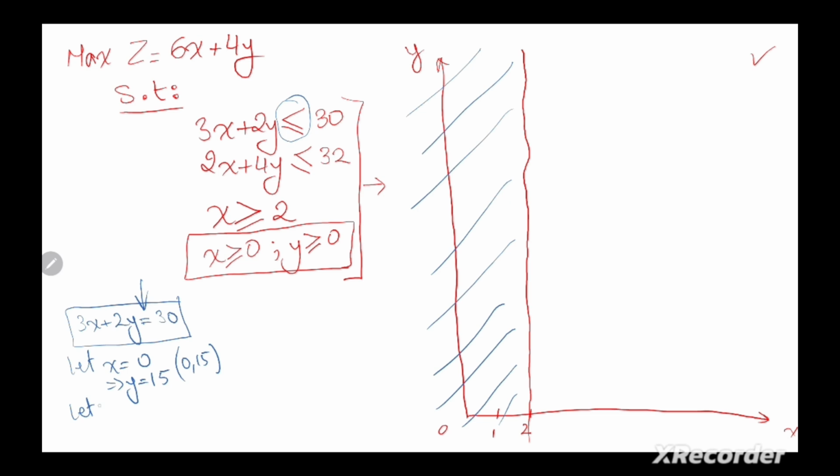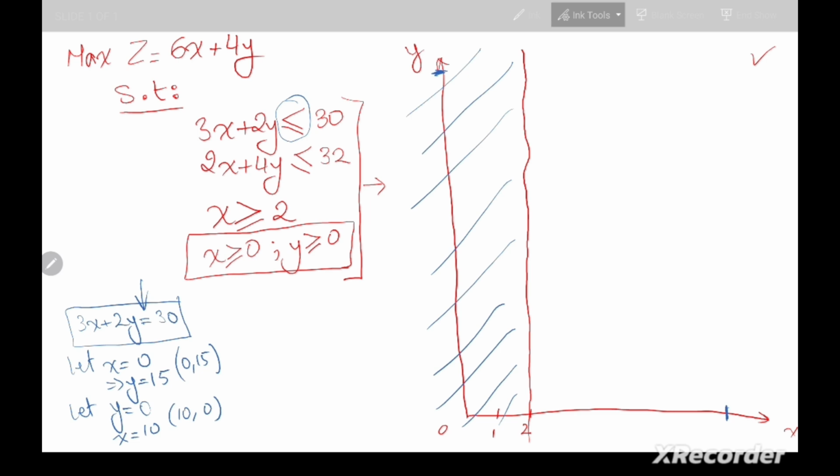Then let y equal 0. We get 3x equals 30, which means x equals 10. So my second point is (10, 0). It is somewhere here. Let's mark the 10 and put the 15 up there, and then let's connect them.